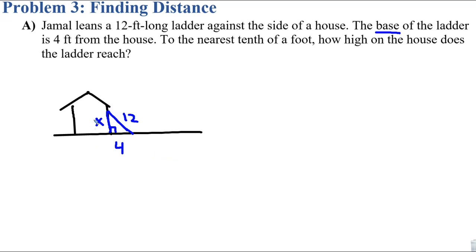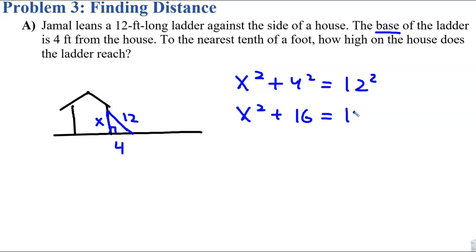So once again, I can use my a squared plus b squared equals c squared to figure out what that x is. So I'm going to set this up as x squared plus 4 squared is equal to 12 squared. Again, make sure you get the hypotenuse in the right spot. Right angle points to the hypotenuse. Hypotenuse is always my c. So I can square this out to get x squared plus 16 is equal to 144. I'm going to then subtract 16 from both sides of the equation.